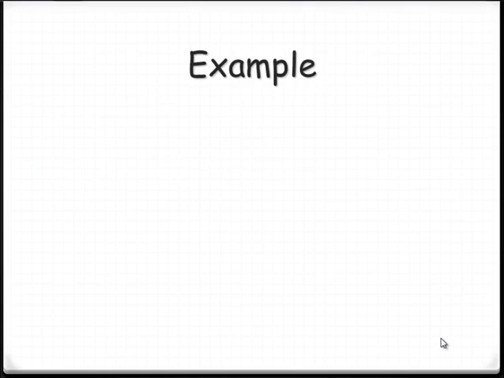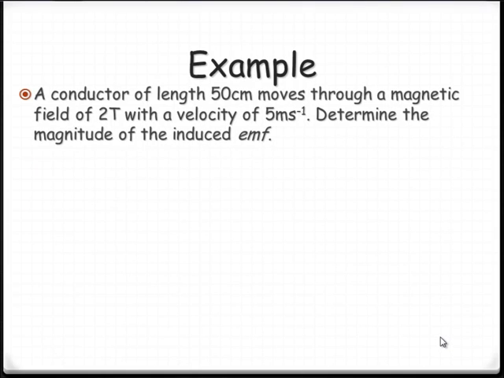So let's look at an example. We have a 50 centimeter length moving through a magnetic field of 2 Teslas, and we've got a velocity of 5 meters per second. We want to know the size of the EMF. So we've got our equation, we've got 2 Teslas, we've got 5 meters per second, and we've got 0.5 meters. Just be careful of your units. Always watch the centimeters. Make sure you get those to meters before using it in the equation. And the effective EMF that we're inducing is 5 volts.